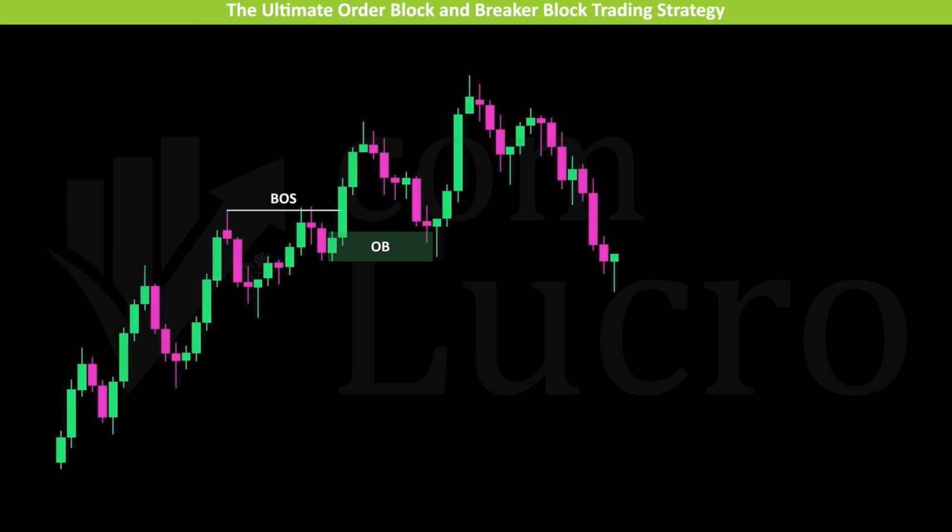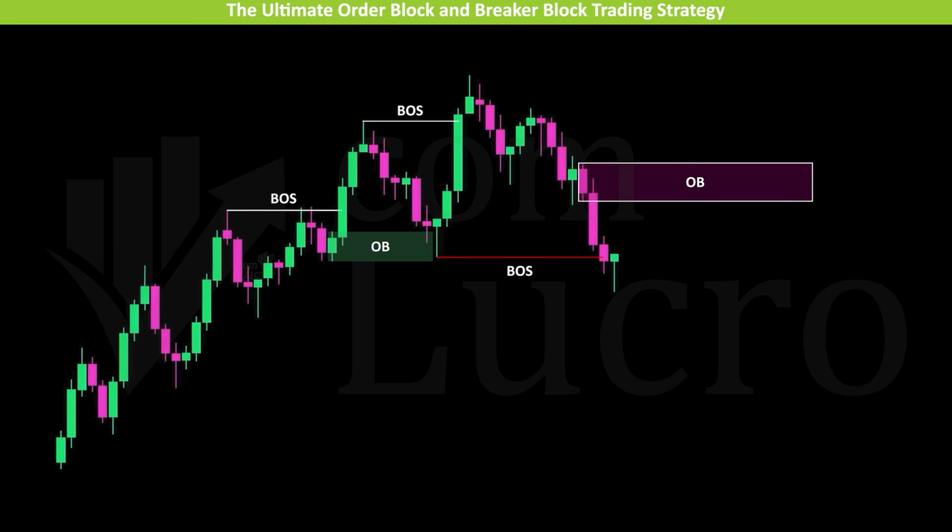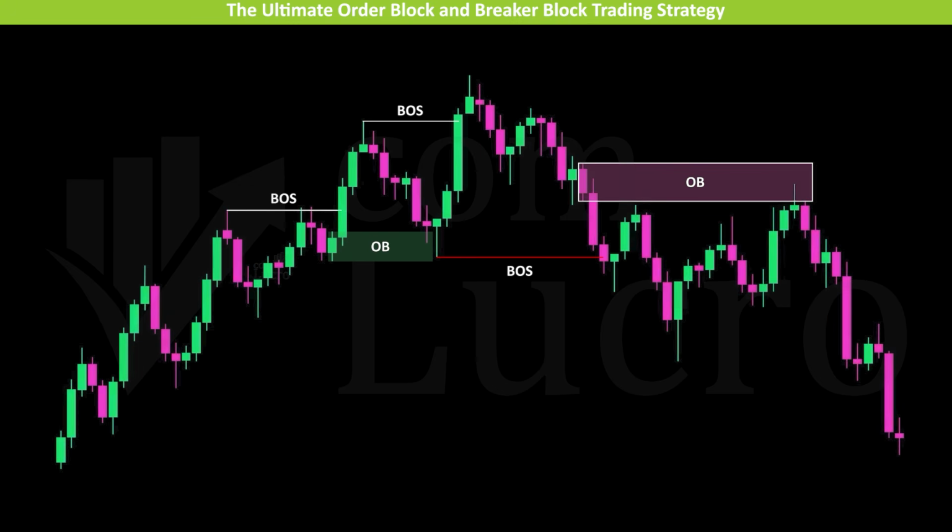This uptrend continues until the market eventually breaks below a protected low. That event is called a change of character, and it signals a potential trend reversal. It shows that sellers have gained control and managed to push the price lower. The bearish order block responsible for that move becomes a strong opportunity to go short. From that point forward, if the trend begins forming lower lows and lower highs, the bearish order blocks that appear along the way also become reliable trading setups.